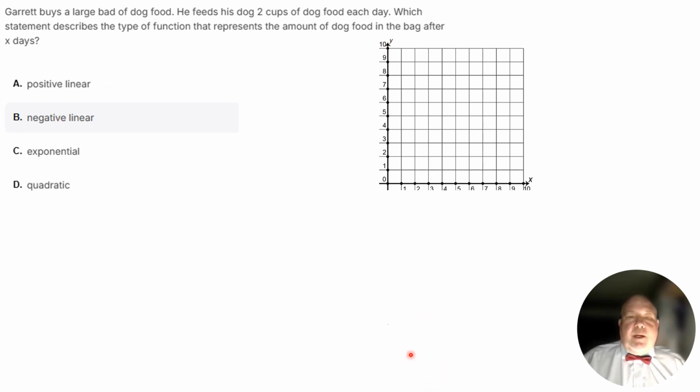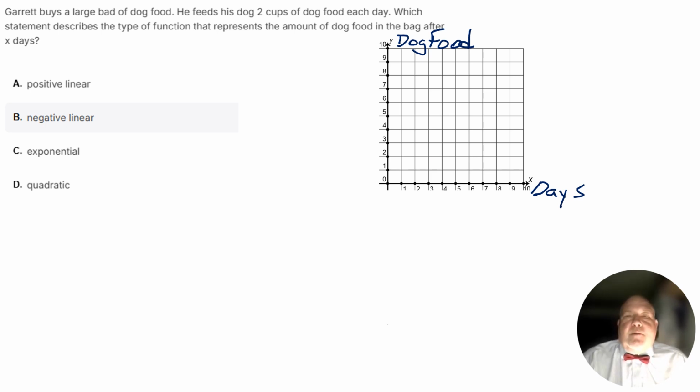Let me just show you another way to think about this. So one way you could do it is just make a quick little graph here. So X, it tells us, is days. So that's how many days you've been feeding the dog. And Y is the amount of dog food. Okay. And so I'm just going to sketch a simple little graph here just to get an idea what it's looking like. I don't know how much food you started with, but we could just pick a random number.